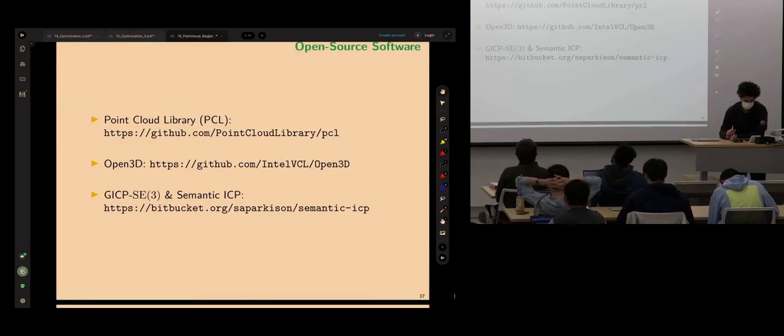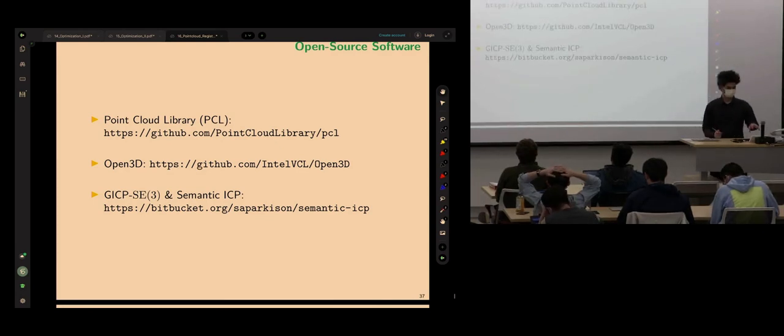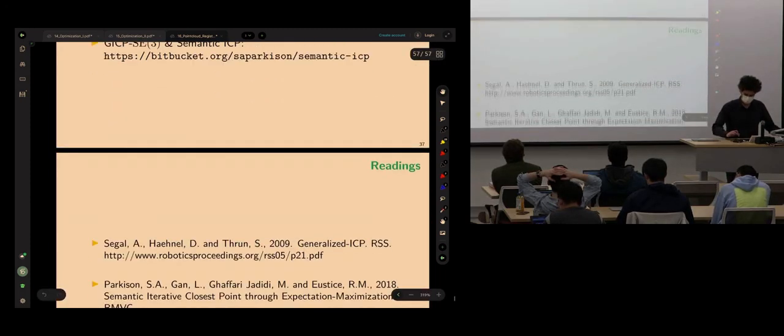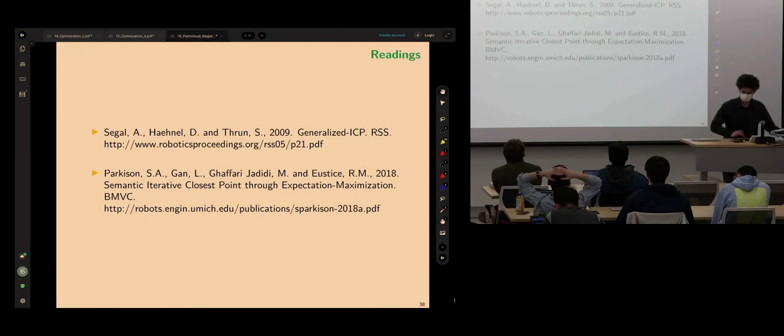Now you have Open3D, which is another nice library to work with in this area. Check these three links, PCL, Open3D, and the Semantic ICP and GICP SE3 are both available in C++. The implementation is available here. Some readings. And that's it for today.